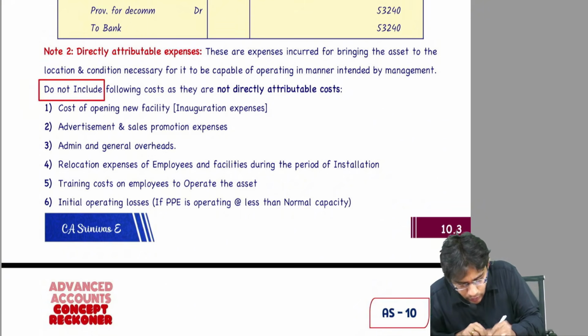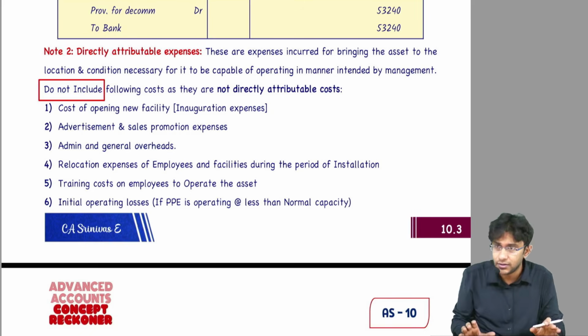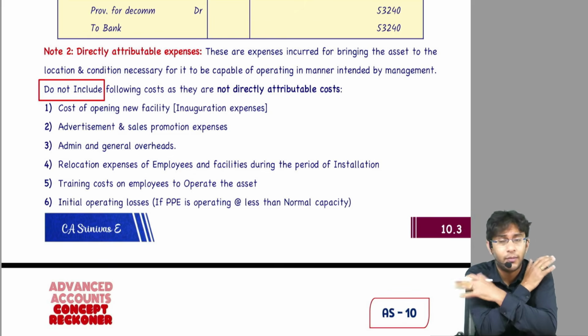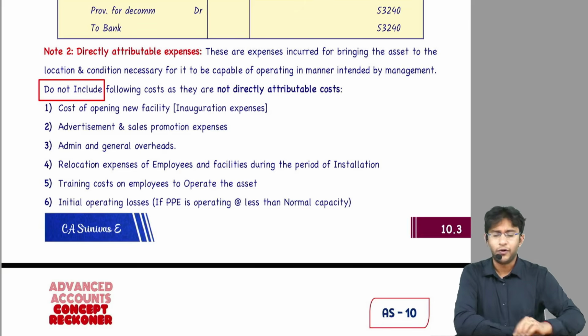So that's obvious. Now, I'm telling you outrightly, do not include these. If you find any of these 6 items anywhere in any question, if they ask you, should I capitalize this into the cost of the asset? Blindly remember this, answer is no. Reasons will automatically come. First one, cost of opening a new facility.